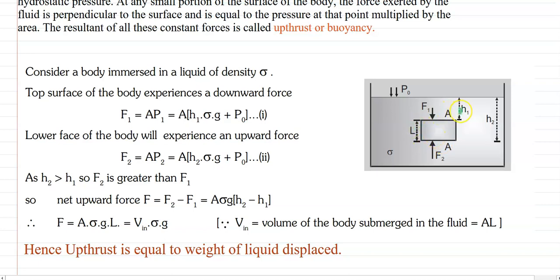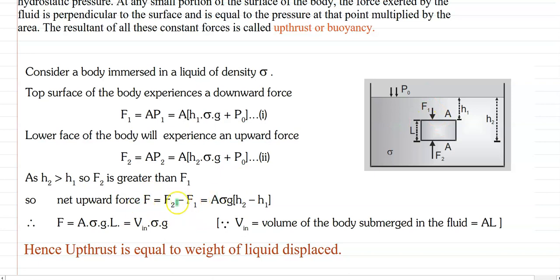Here is a proof. Let us consider a body which is fully dipped, with length L and cross-sectional area A. Then the pressure at the upper face of the body is H1 rho g, and the pressure at the lower surface of the block is H2 rho g. Force F1 will be H1 rho g into A plus P naught, where P naught is the atmospheric pressure. And F2 will be H2 rho g into A plus P naught into A. As H2 is greater than H1, F2 is greater than F1. F2 is the upward force and F1 is the downward force.